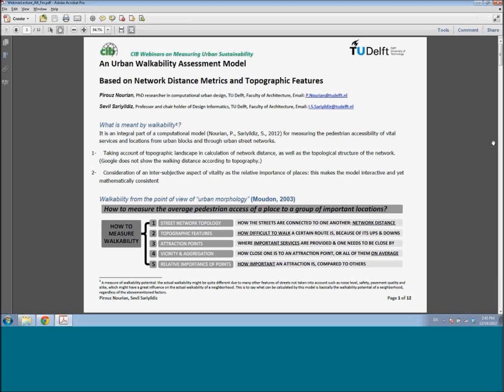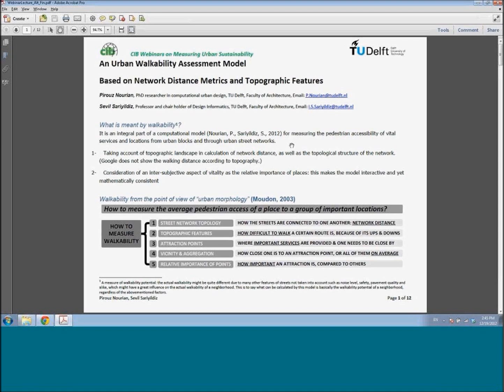In the next 15 minutes, I'll be presenting a part of my ongoing PhD research supervised by Professor Sevil Sariyevdis. It is a computational model we have made for walkability assessment, which can be used in a computational design process like the one we have reported in a recent paper of us in an urban morphology conference, ESOF.